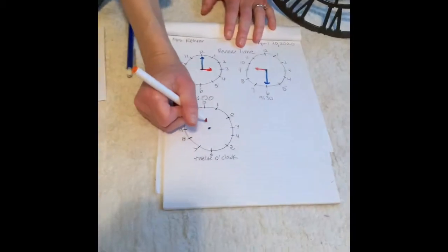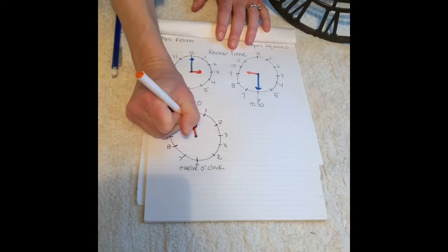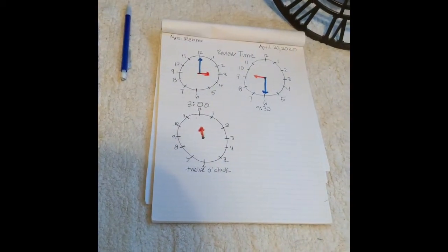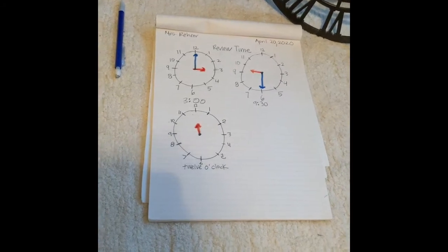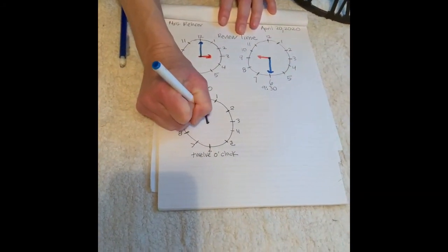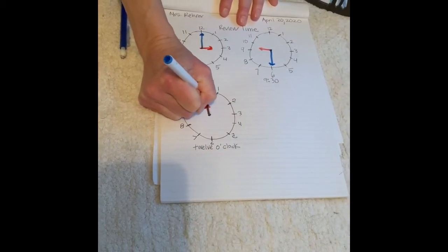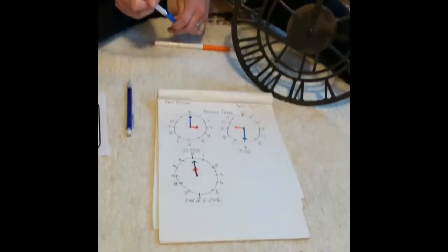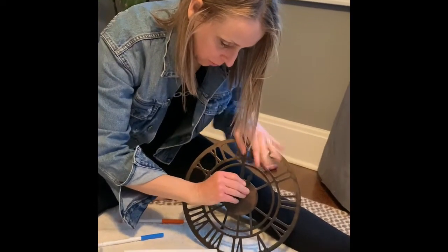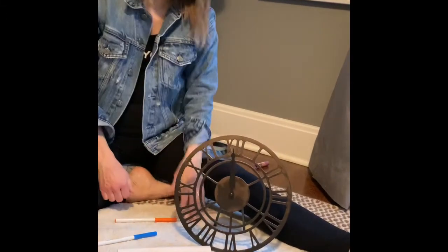So now my short hand needs to point to the 12 for 12 o'clock. Also, my long hand needs to point to the 12, because remember, whenever we're at o'clock, your long hand is also going to point at the 12. So let's represent that on our actual clock here. When both of my hands are pointing to the 12, it's 12 o'clock.